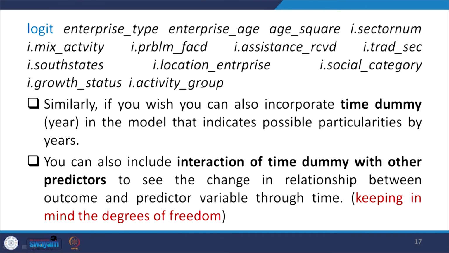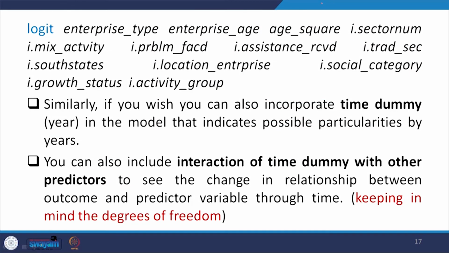Now, coming to that time dummy, we have already discussed that. We can have an interaction dummy also, because we wanted to get the change in relationship between the outcome and the predictor variable through time. Basically, wherever you multiply the time effect, it will give important information. But since a dummy has already been introduced, the degrees of freedom get reduced in the model. So, we need to be careful about that while analyzing the dummies.